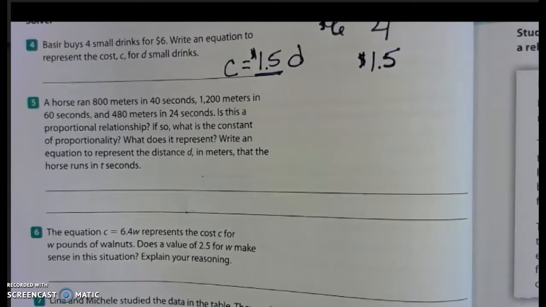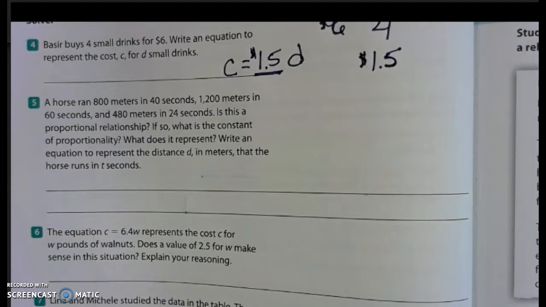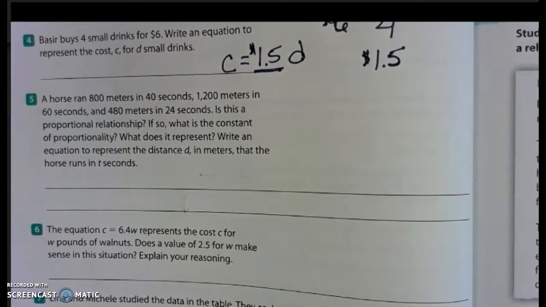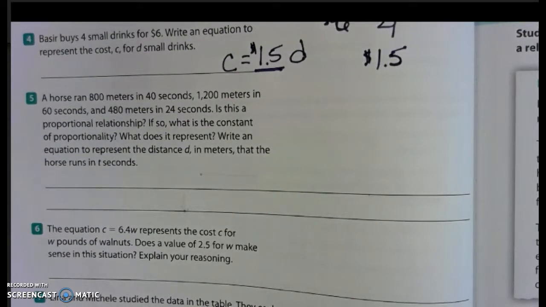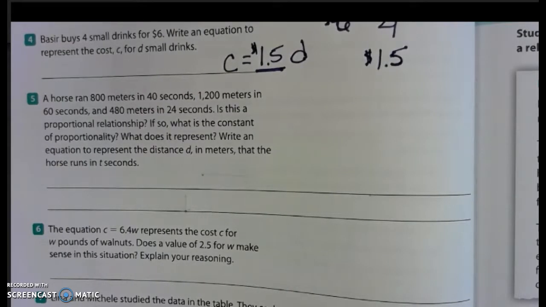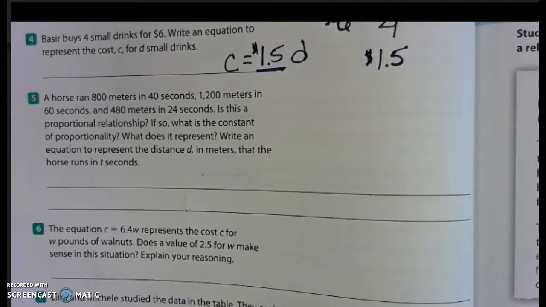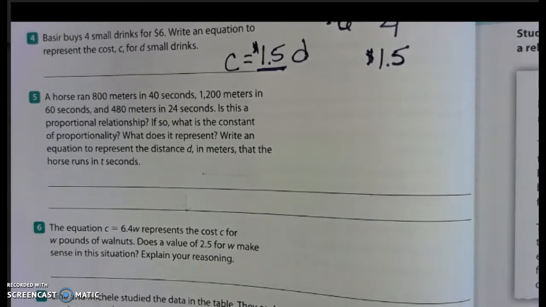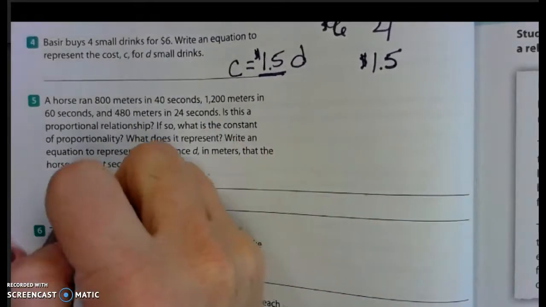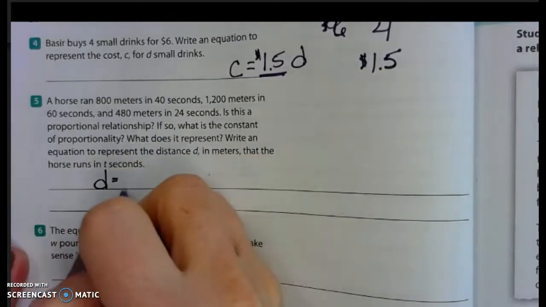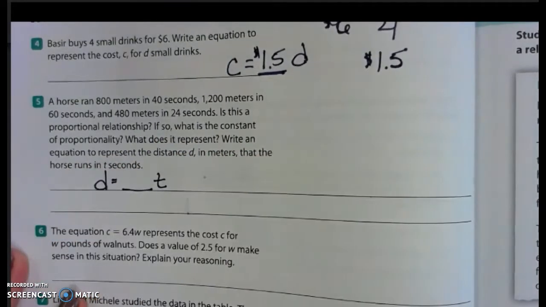Number 5, a horse ran 800 meters in 40 seconds, 1,200 meters in 60 seconds, and 480 meters in 24 seconds. Is this a proportional relationship? If so, what is the constant of proportionality and what does it represent? Write an equation to represent the distance, d, in meters that the horse runs in t seconds. So we want distance is equal to the rate times the time, if there is an equation.